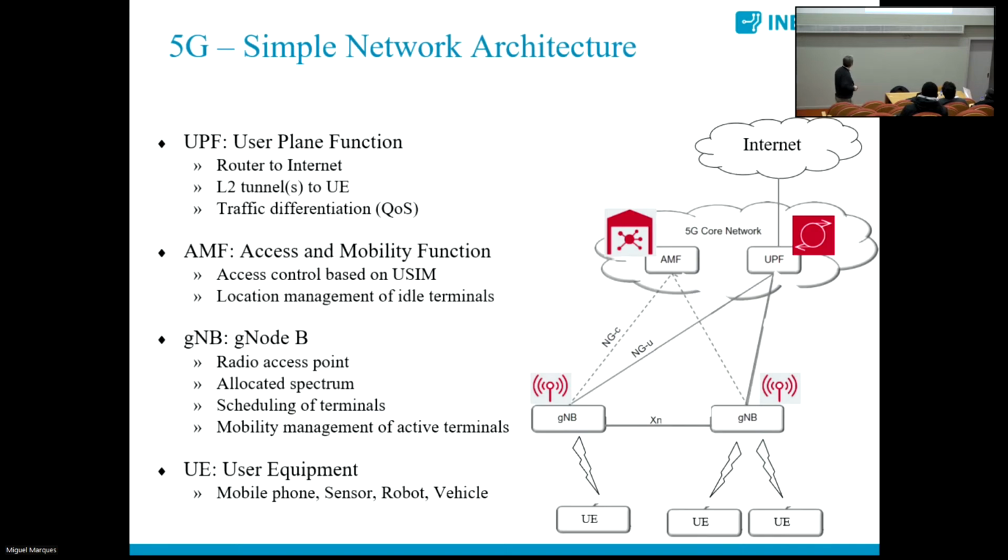From the architectural point of view, the 5G network can be described as shown here in the picture. First of all, from below to top, we have what we call user equipments, that in fact are the terminals that we use for communication. And that in 5G can be a mobile phone, a sensor, a robot, a vehicle, something that needs to communicate to the mobile communication systems.